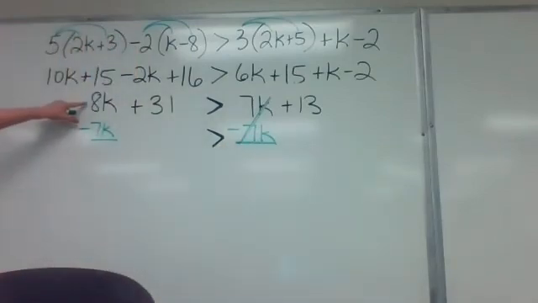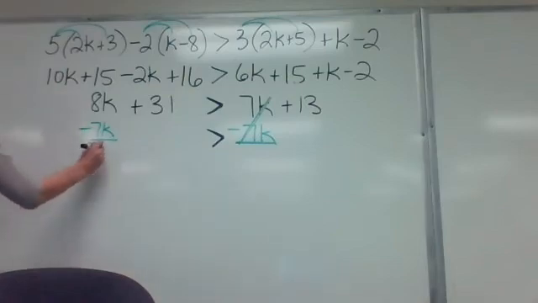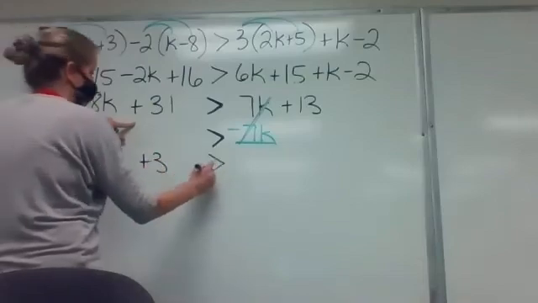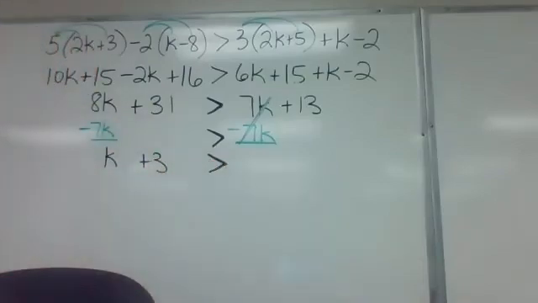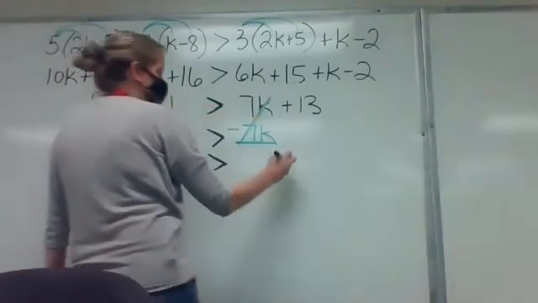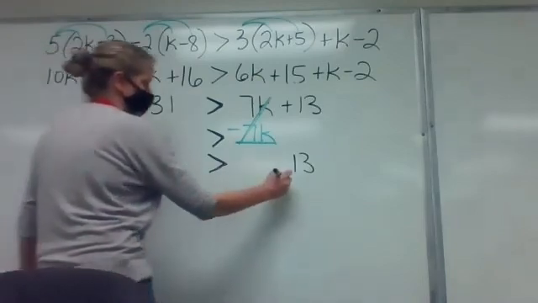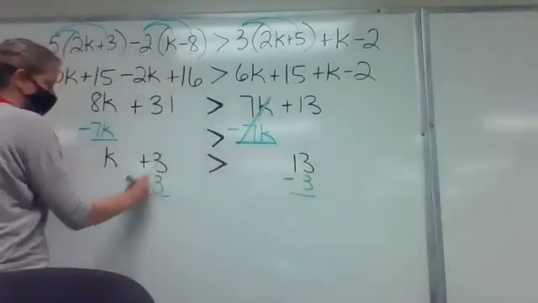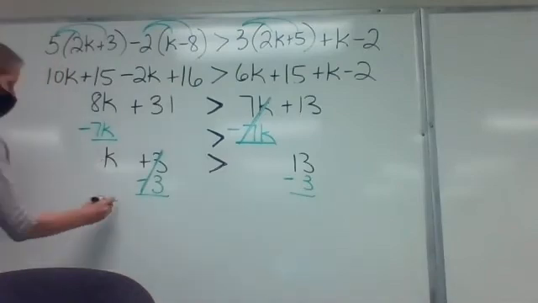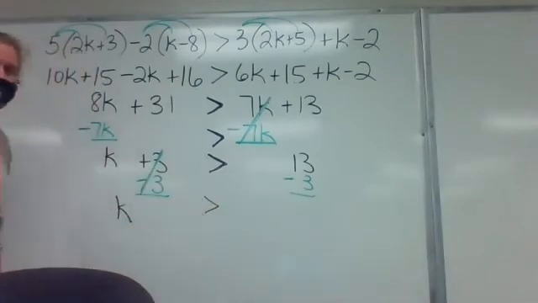So let's see. Oh, here's good news. 8K minus 7K just leaves me with 1K, which is what I like to see. Bring down my plus 31. I still haven't divided by a negative, so my symbol is pointing in the same direction still. All that's left over here is 13. So I actually just have one more step, right, to get K alone. The only person that needs to go away is the plus 3, so I will minus 3. Get rid of that plus 3. So now K is by itself. My symbol points in the same direction.